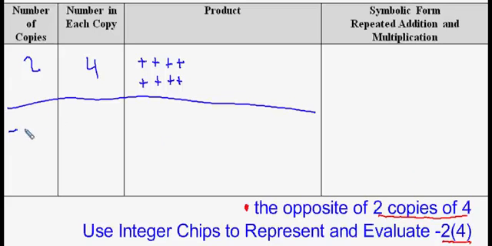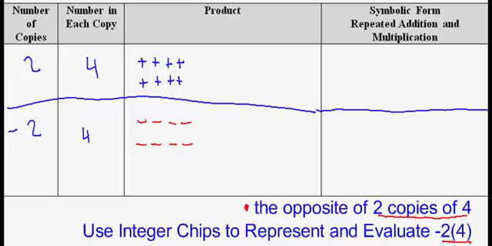The opposite of two copies of 4 would be found by looking at the two copies of 4 here and taking the opposite of that, which would just be the same number of chips except opposite in sign. So rather than having two copies of 4 positives, we will have two copies of 4 negative chips. There's one copy of 4 negative chips. Here's a second copy of 4 negative chips.